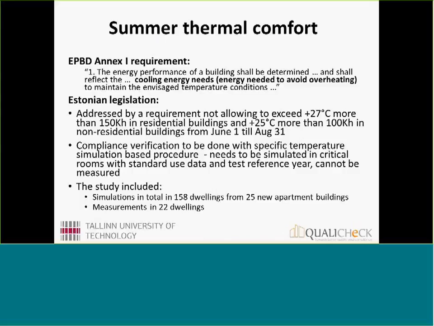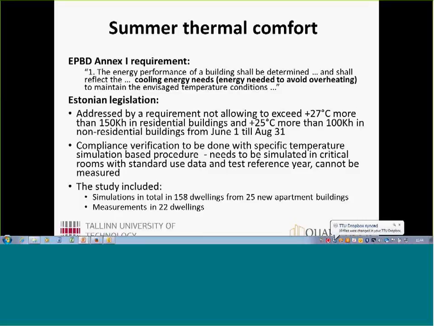So as you know, summer thermal comfort is addressed in the directive, so that energy performance should also reflect avoiding overheating, and this is implemented in Estonian legislation, so that there is a requirement for residential buildings with limit maximum temperature plus 27, and you can have 150 Kelvin hours excess over that value during the summertime. And this is a bit more strict requirement for non-residential buildings, which operates with 25 and 100 Kelvin hours.